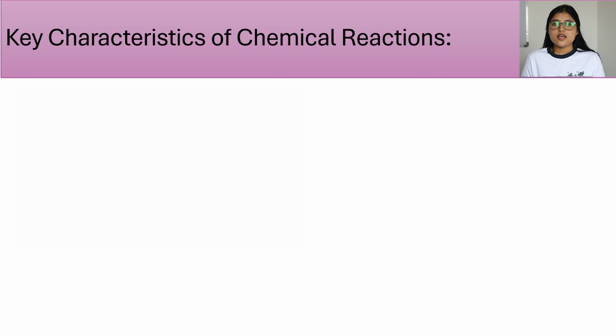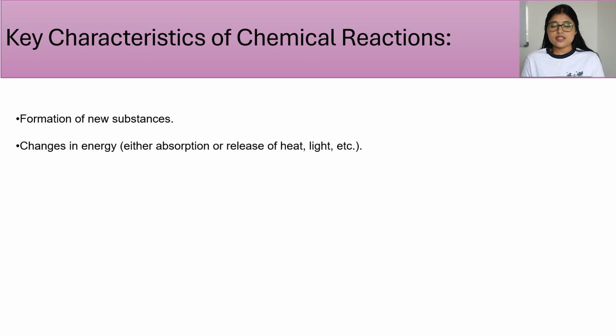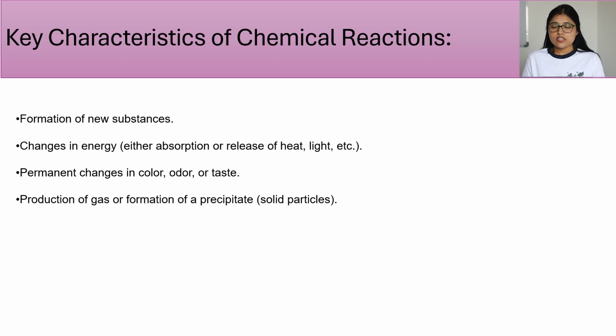First, there is always a formation of a new substance or substances in a chemical reaction. Second, sometimes there are changes in energy such as heat and light. Sometimes there are also permanent changes in color, odor or taste. Production of gas or fizz or some solid particles can also be observed. Some chemical reactions can also be irreversible, but not all of them.